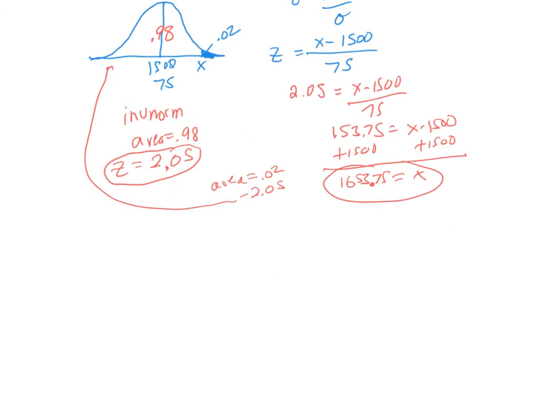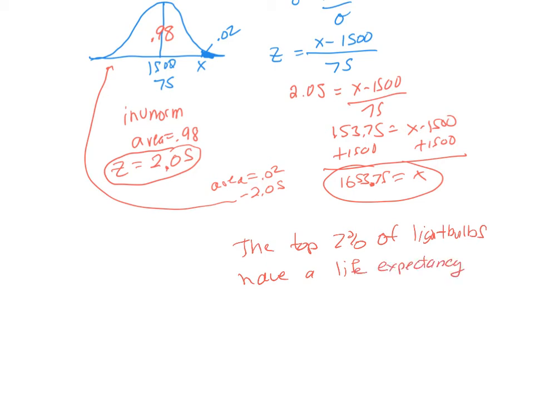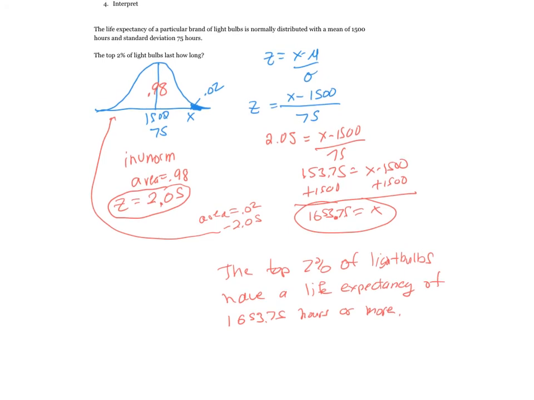So of course now I would want to make a statement about what that means. So it means the top 2% of light bulbs have a life expectancy of 1,653.75 hours or more. Okay, that's the minimum. So that's how you would do a complete problem.